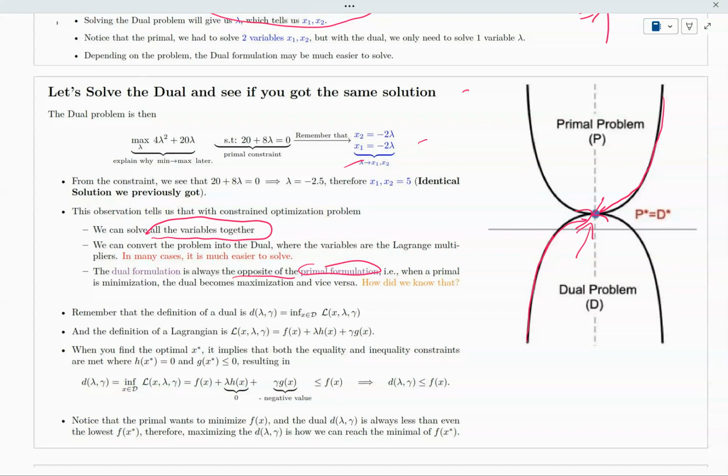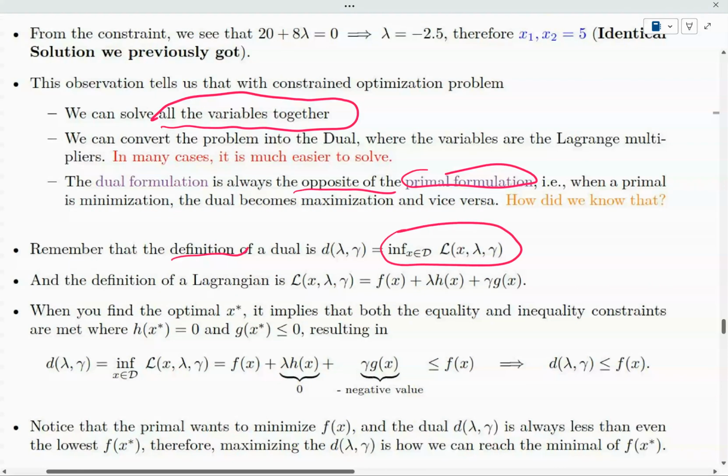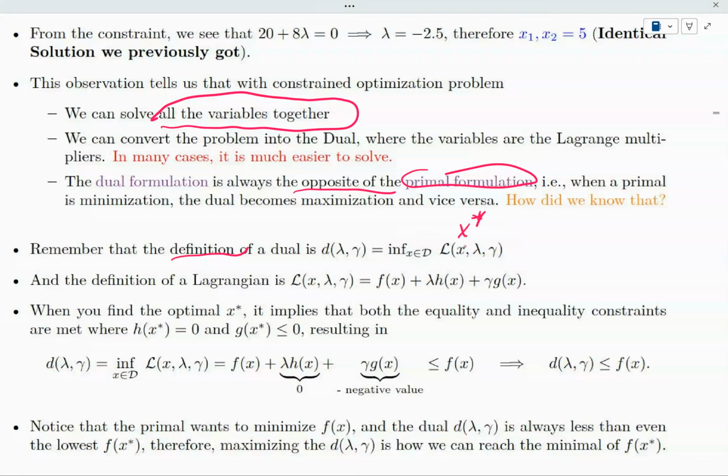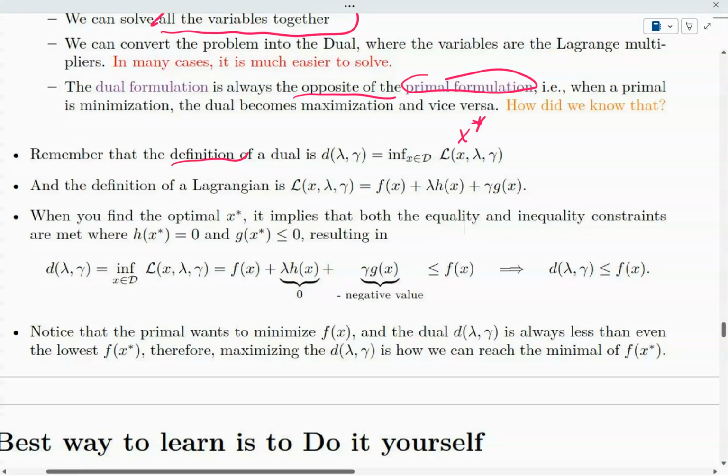Now you may be wondering why there's this opposite relationship. The reason is that the definition of the dual is that you simply pick the x that makes the Lagrangian as small as possible, and you don't deal with lambda and gamma. The definition of the Lagrangian is this: the function plus the equality constraint and the inequality constraint. Now, when you find the optimal x star, we know that the equality constraint must be satisfied. So the equality constraint is equal to 0.